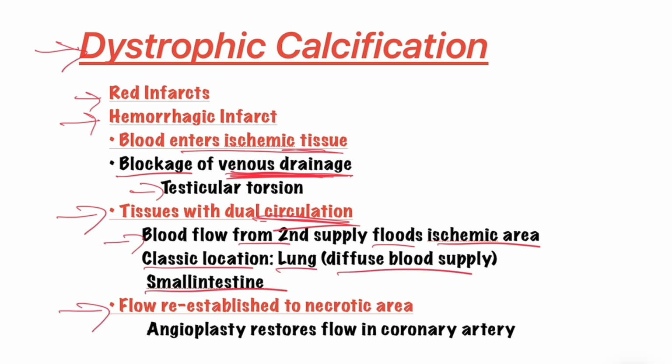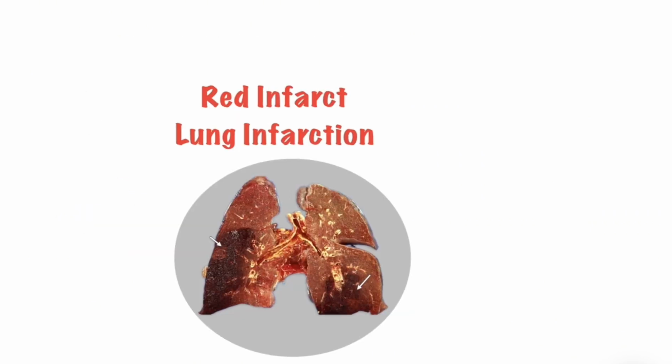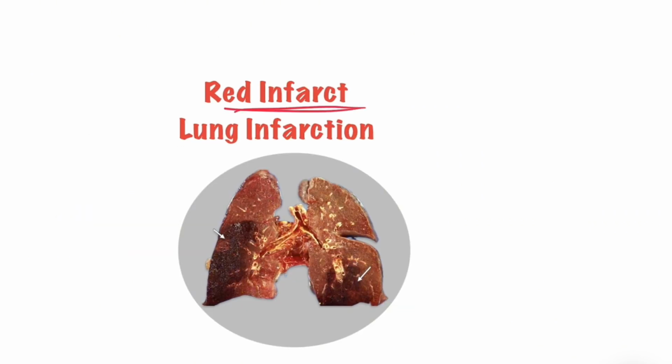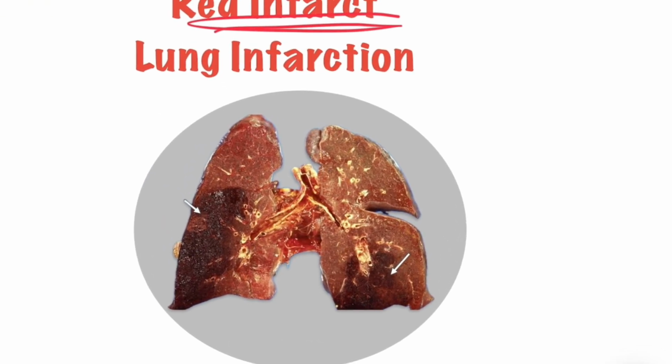Flow re-establishment to a necrotic area, such as angioplasty restoring flow in a coronary artery, can also cause it. This is a lung, and you can clearly see this is a red infarction in the lung. This is the red infarction, and this is the end of our topic.